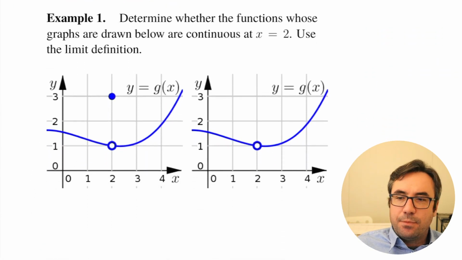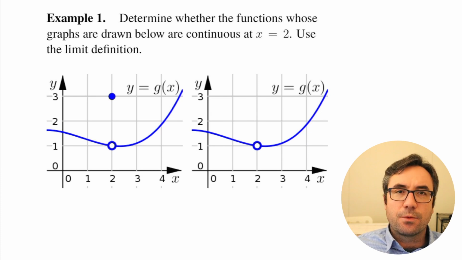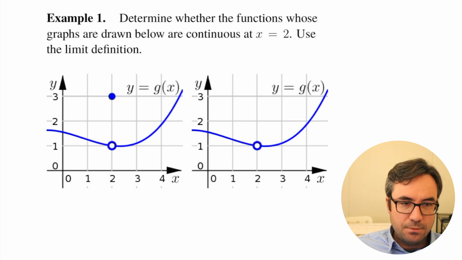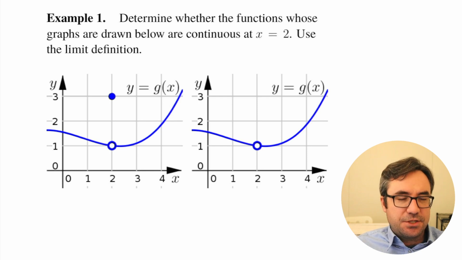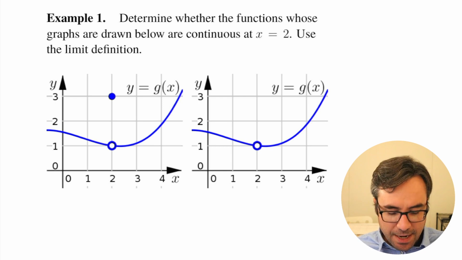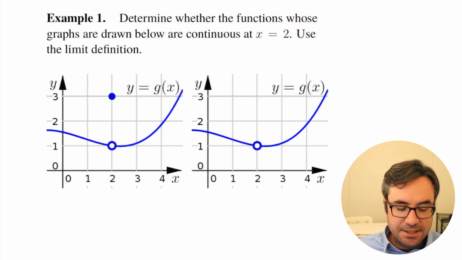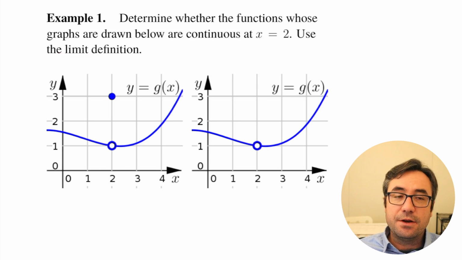So in example 1, I think we're just going to do part of these and then we'll finish up the rest in class. Let's see how far we get. So let's start with the first one. That's a good one to start with. Let's determine whether this first function here is continuous at x equals 2. And we're going to use our limit definition of continuity to figure this out.